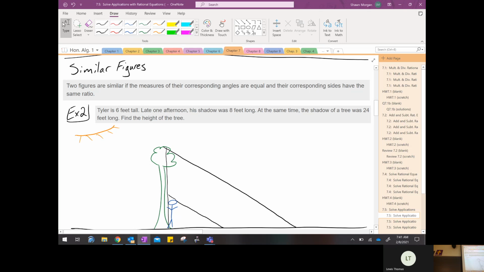So, for example, I got this blue stick figure guy. His name is Tyler. Hello, Tyler. And he's 6 feet tall. And then his shadow is 8 feet long at a particular time in the afternoon, where the sun's shining down. I got my orange sun and all that good stuff. So Tyler is 6 feet tall.